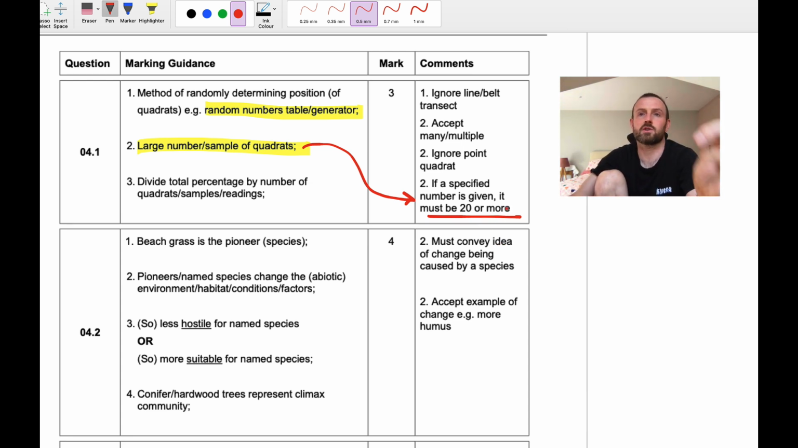If ever you have to talk about doing an investigation with quadrats, you could either just say large number of quadrats or more than 20. Let's just have that in our head. More than 20 quadrats, always in an ecology investigation for this spec. Number 3, divide total percentage by number of quadrats.